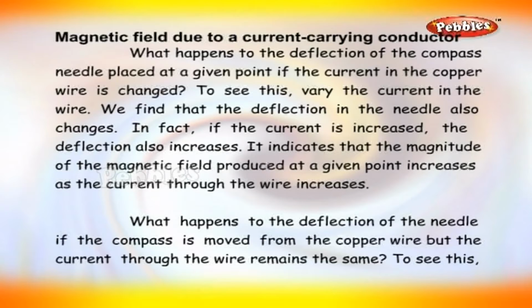We find that the deflection in the needle also changes. In fact, if the current is increased, the deflection also increases. It indicates that the magnitude of the magnetic field produced at a given point increases as the current through the wire increases. What happens to the deflection of the needle if the compass is moved away from the copper wire, but the current through the wire remains the same?